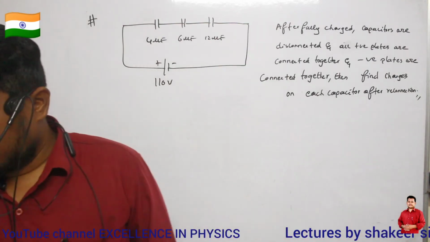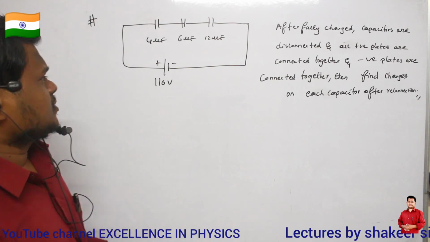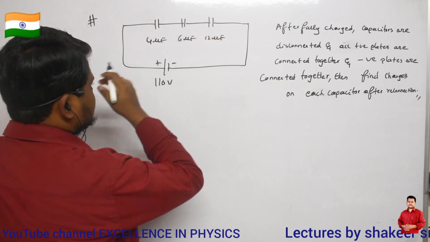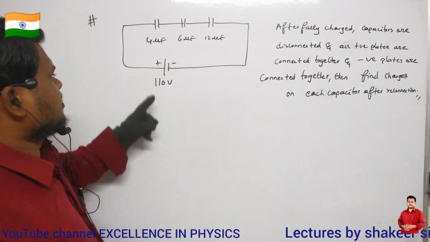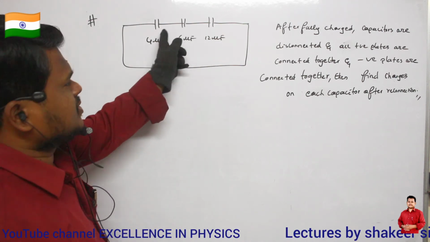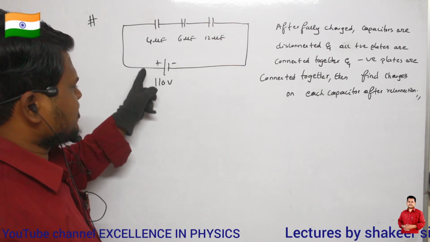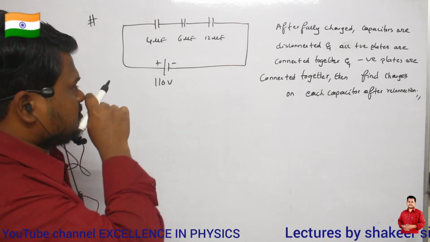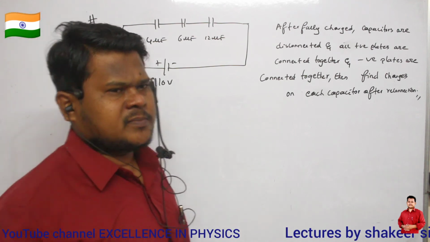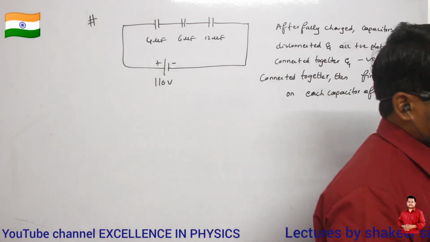So this is the given question. Here I have 3 capacitors which are connected in series. Clear? 4 microfarads, 6 microfarads and 12 microfarads. They are connected in series to a battery of 110 volts. Clear? Then if I connect them like this, after some time these capacitors will get charged, no?